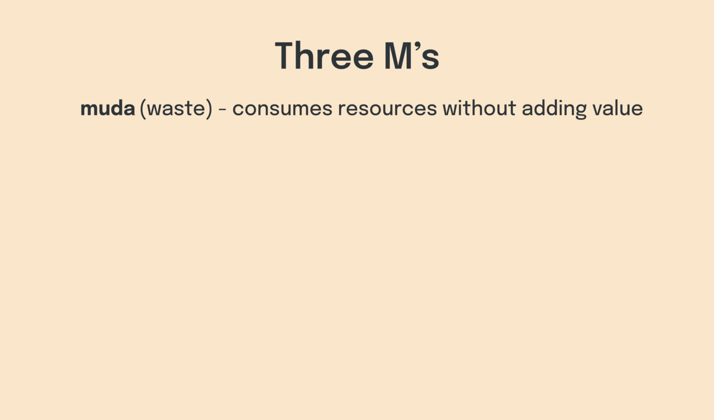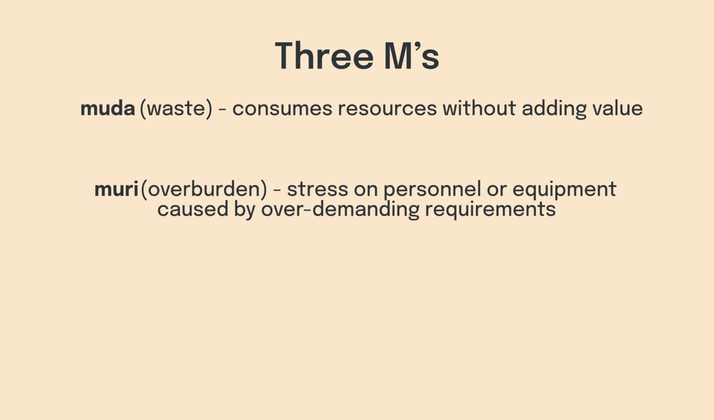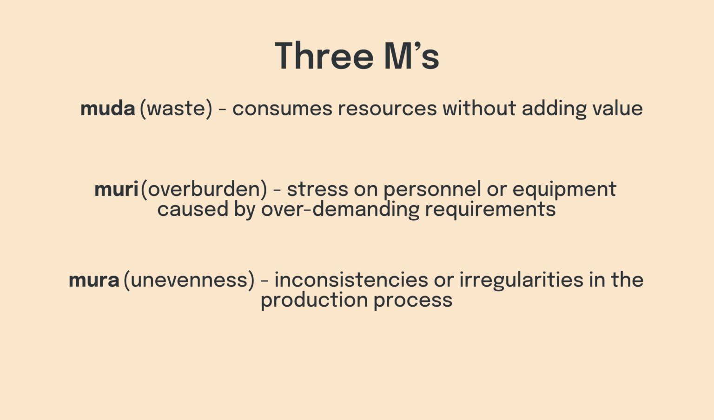MUDA, activities that consume resources without adding value. MURI, stress on personnel or equipment caused by over-demanding requirements. And MURA, inconsistencies or irregularities in the production process.